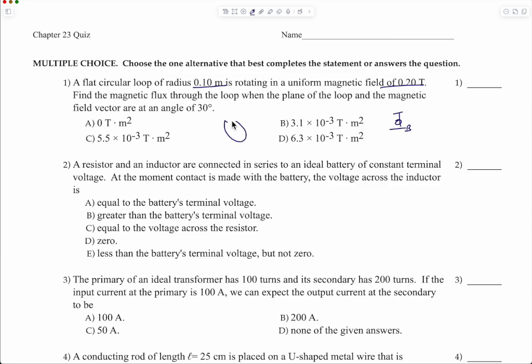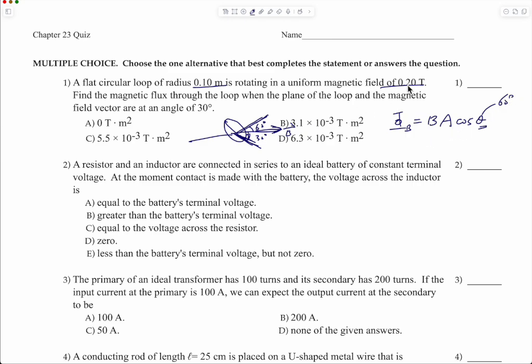Same thing here, right? So this is the loop, this is the field B, and this is the plane of the loop. This is 30 degrees. Magnetic flux is defined as magnetic field times area of the loop times cosine theta. This theta is the angle between the magnetic field and the normal to the loop, perpendicular to the loop. If this is 30, this will be 60, so the angle you use is 60.